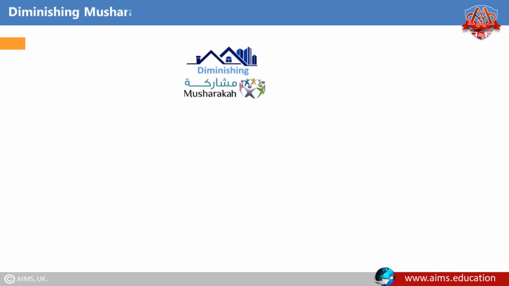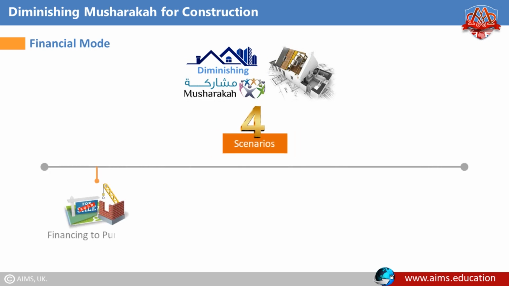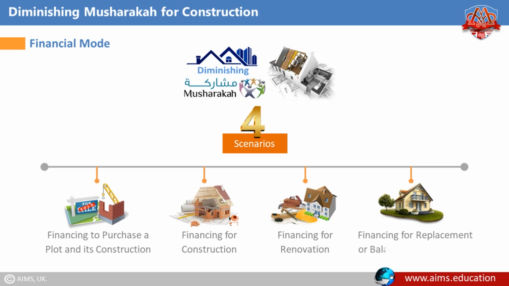Diminishing musharakah for construction. We will understand this financial mode for the following four scenarios: financing to purchase a plot and its construction, financing for construction, financing for renovation, and financing for replacement or balance transfer facility.